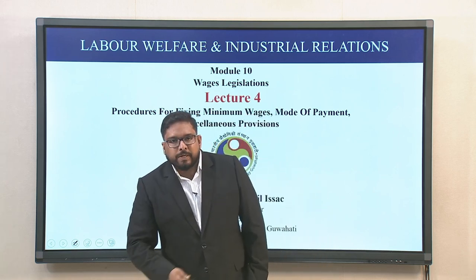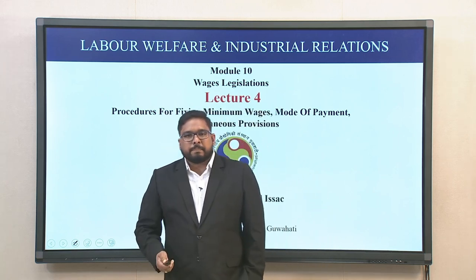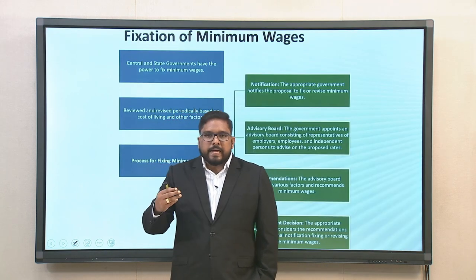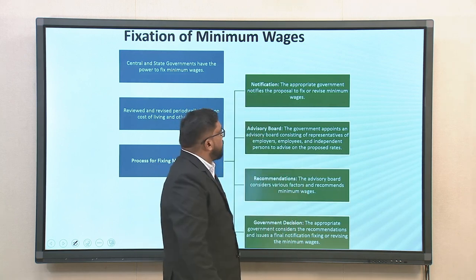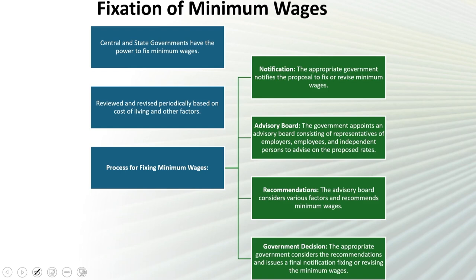Now, when you look into the procedures for fixing minimum wages, we have to understand the fixation of minimum wages step by step. Let's understand this with greater detail. When you look into the central and state governments, they have the power to fix the minimum wages because they happen to be the authority. When you look into Section 3 of this particular act, to be precise, it empowers the appropriate government, that's a word that is used, to fix the minimum rates of wages in the scheduled employment.